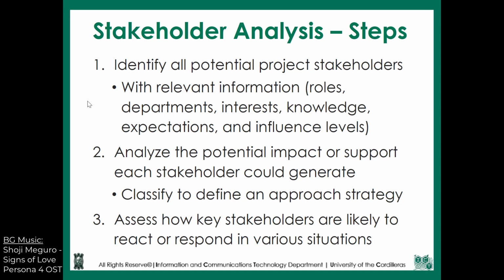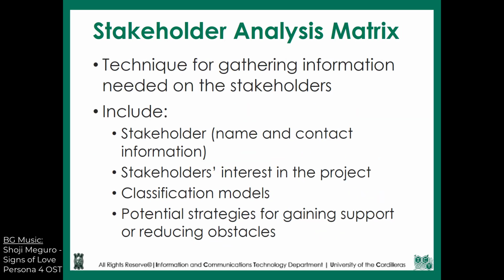So we have different types of strategies on how we can determine impact or support, which will be in the next few slides. And then the last one is to assess how key stakeholders are likely to react or respond in various situations. Again, this is more a part of the potential impact or support. For this one, you'll also have to determine what you can do for the stakeholder in order to at the very least satisfy them, or as stated, not be affected by any changes in creating your project.